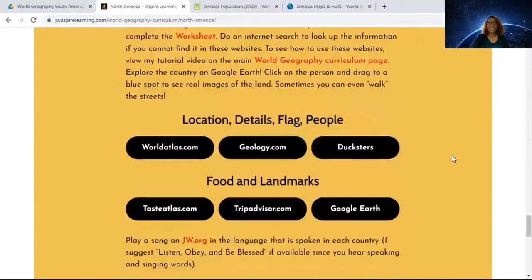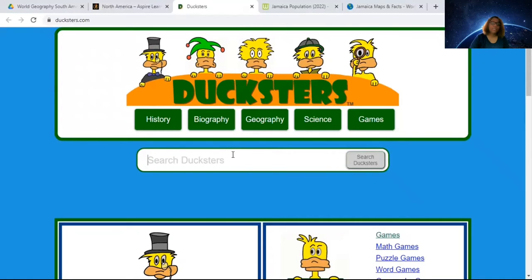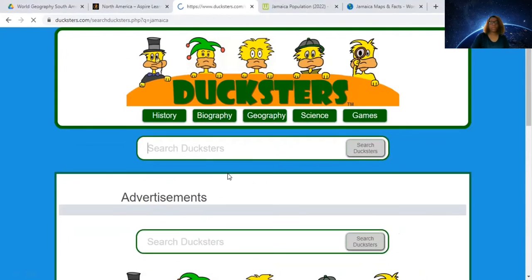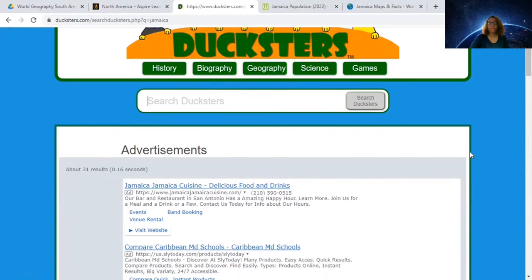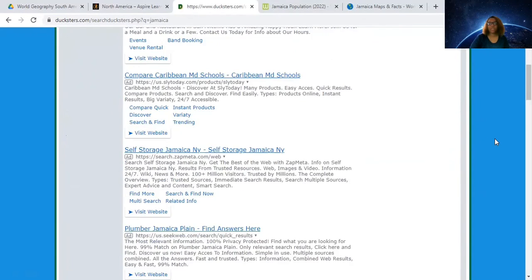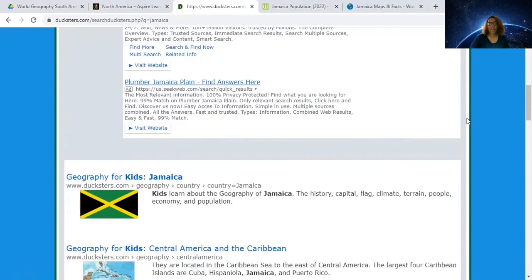Let's go to ducksters.com. I like Ducksters because you can also get some general information. But here, just in their search, you type in the name of the country. Now, the biggest thing I want to show you when you do that on any of these websites, you will get these advertisements first. Right? You just want to skip past that. So skip past this top part.